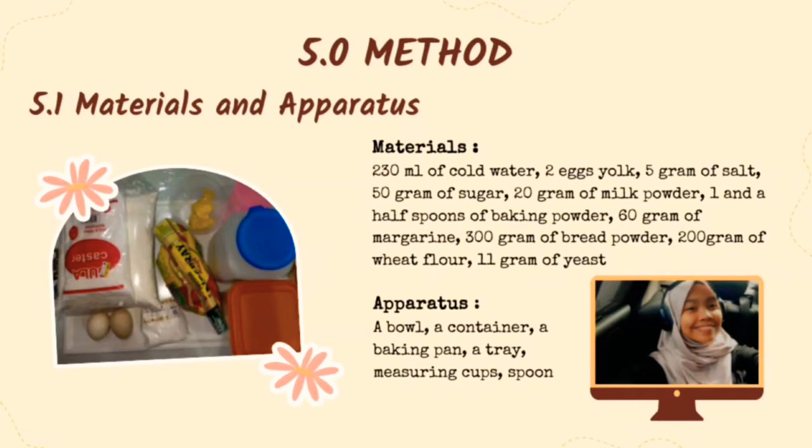The materials used in this project are 230 ml of cold water, 2 yellow eggs, 5 grams of salt, 50 grams of sugar, 20 grams of milk powder, 1.5 spoons of baking powder, 60 grams of margarine, 300 grams of bread powder, 200 grams of wet flour, and 11 grams of yeast. The apparatus used are a bowl, a container, a baking pan, a tray, measuring cup, and a spoon.